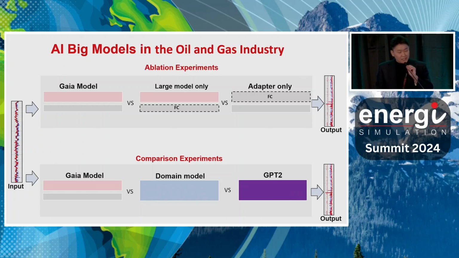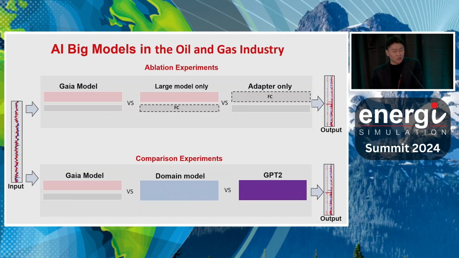And to validate our GAIA model, we did two tests. One is the ablation test, and the other one is the compression test. In the first test, we compare our GAIA model with the large-model-only and the adapter-only models. Specifically, in the large-model-only model, we replace the adapter with a fully connected layer. And in the adapter-only model, we replace the big model on the top with a fully connected layer.